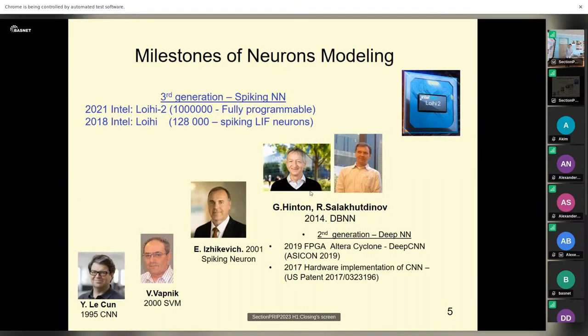It's spiking neurons. There are different types of devices on which it can be realized: FPGA or Intel devices. These are fully programmable devices for these aims.